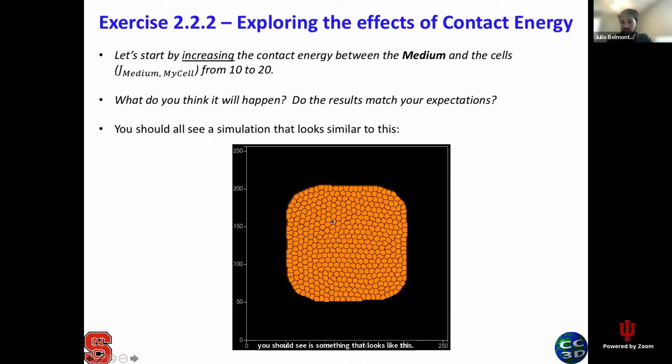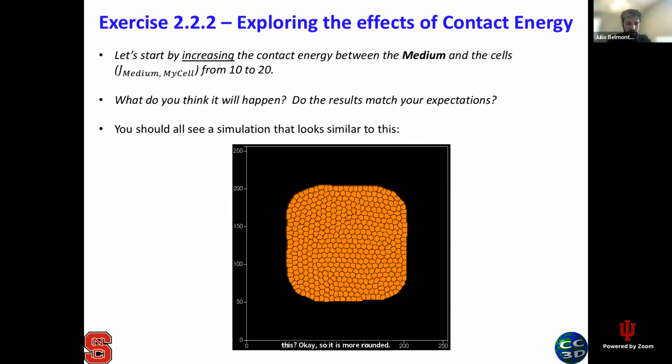Sharon thinks that the initial rounding was faster. Did everyone get something that looks like this? It is more rounded than the previous one.